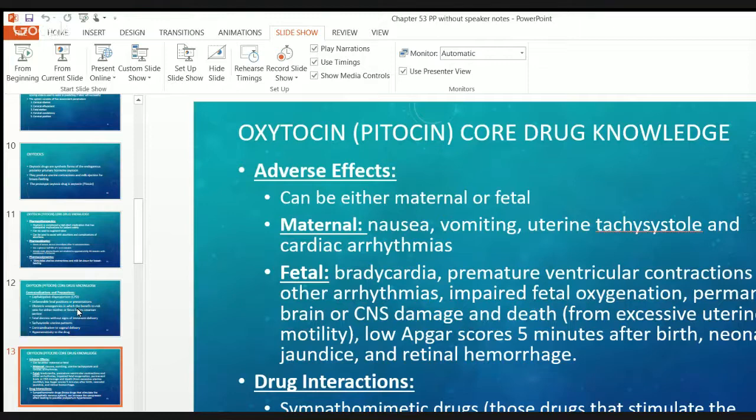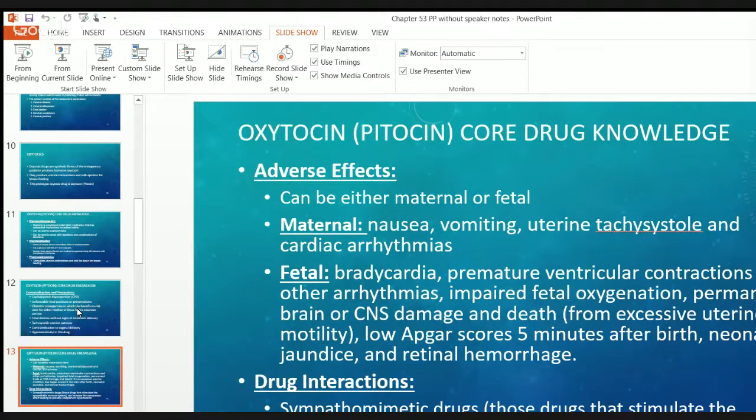So again, continuing with our core drug knowledge, there are also possible adverse effects that we may see. When we look at adverse effects, typically when we're dealing with pregnant women, we always look at it from the standpoint of we're dealing with two patients. So these adverse effects could be not only on the mother, but on the fetus as well.